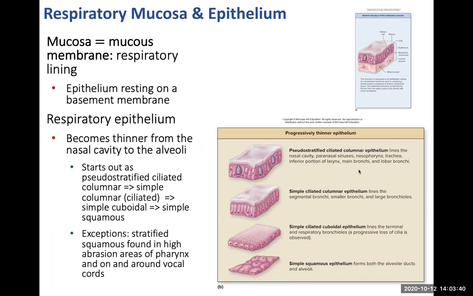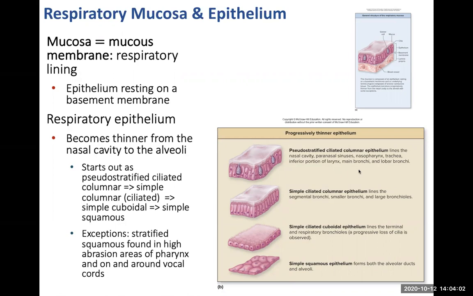Then again, continuing to work our way down, the epithelial tissue transitions again to simple cuboidal, which is an even more delicate type of tissue. This tissue is still ciliated. This is the kind of tissue that we find that lines the terminal and respiratory bronchioles.